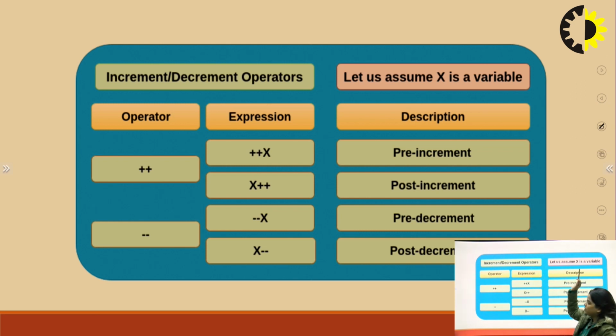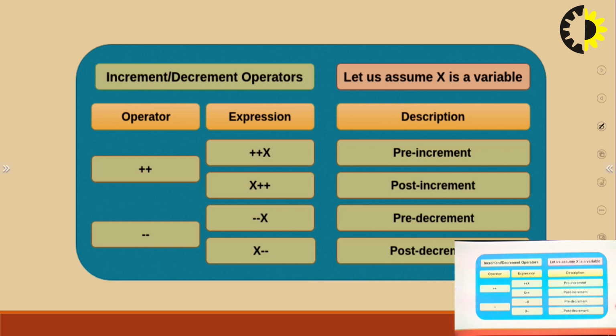Increment and decrement operator, I told you already, the operator is in this way and the expression is in this way. For increment, you need to do pre-increment and then post-increment, and similarly pre-decrement and post-decrement. I think you have understood this already in my previous slide. Clear? You can take this and write it in your copies.